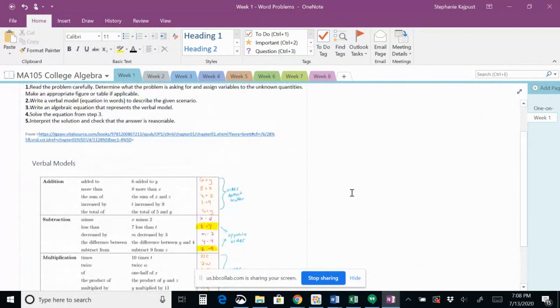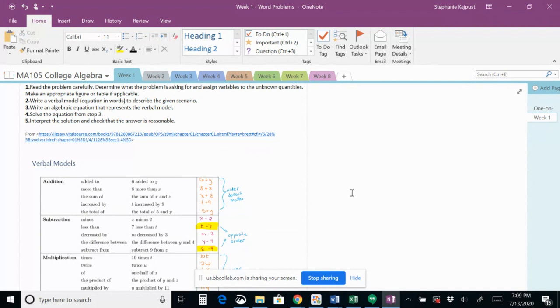So step 2 is to create a verbal model. I don't usually write it out in words. I just kind of do that in my head, or I might work out loud to write what the verbal model is. And then I'll write the algebraic equation based off of that model. So steps 2 and 3, I kind of do together. Then step 4, once you have that equation, that's when you are going to just solve.